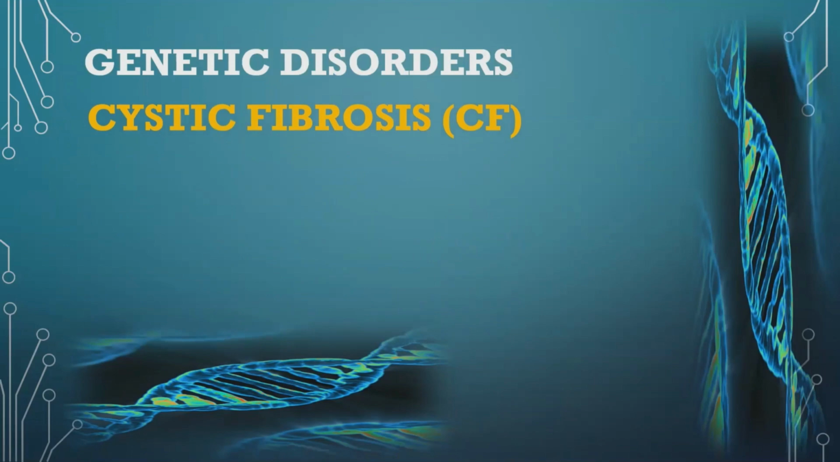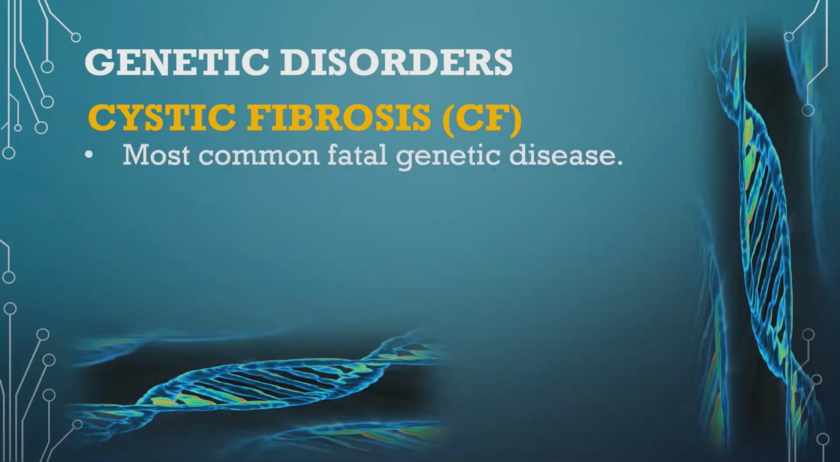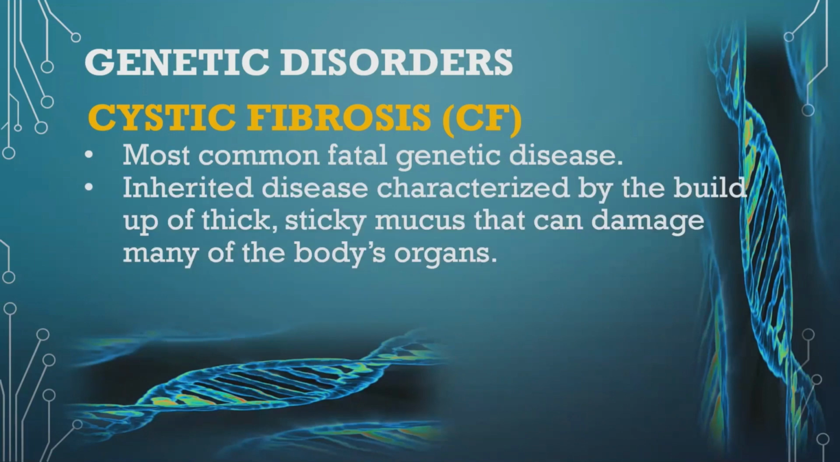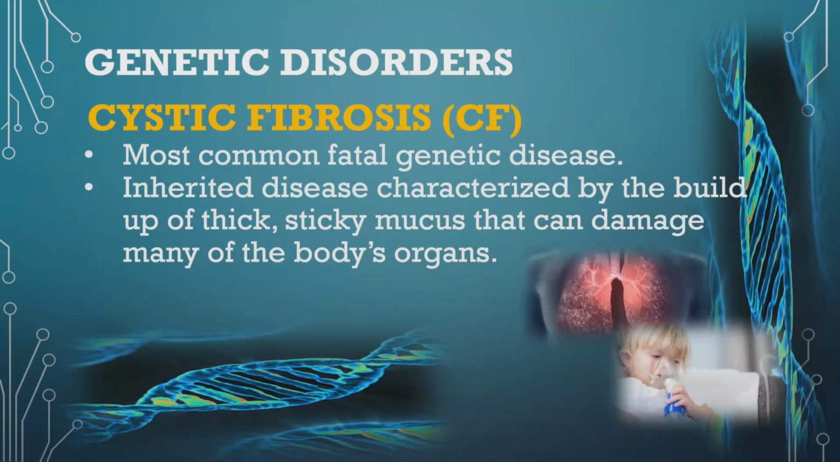Also, this is one of the genetic disorders, cystic fibrosis or CF. It is the most common fatal genetic disease. It is an inherited disease characterized by the buildup of thick, sticky mucus that can damage many of the body's organs. The most common signs and symptoms of this disorder include progressive damage to the respiratory system and chronic digestive system problems.